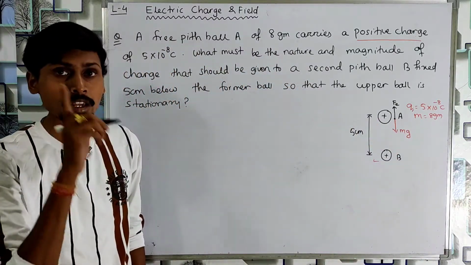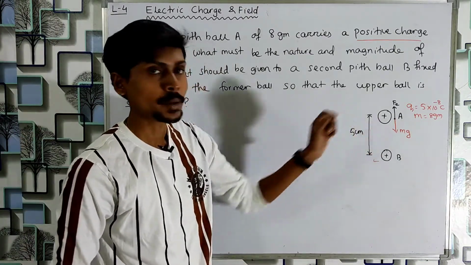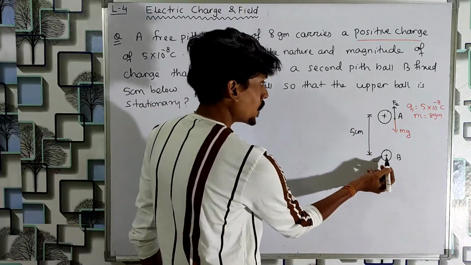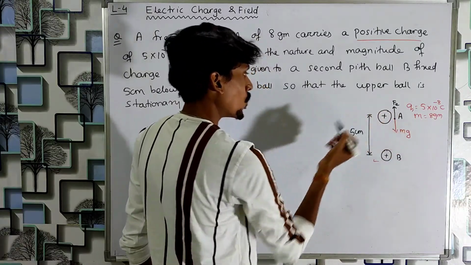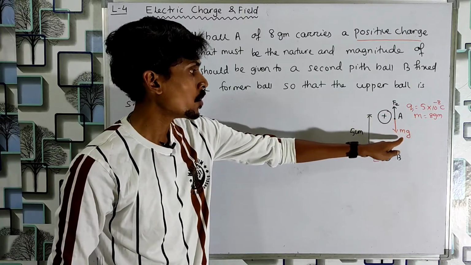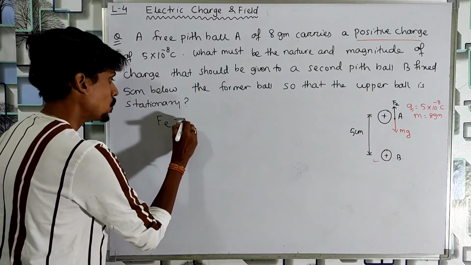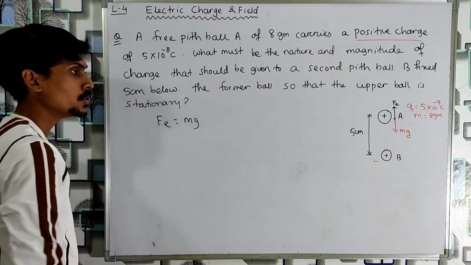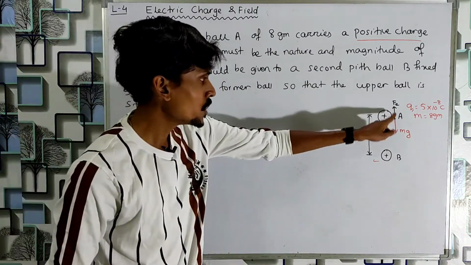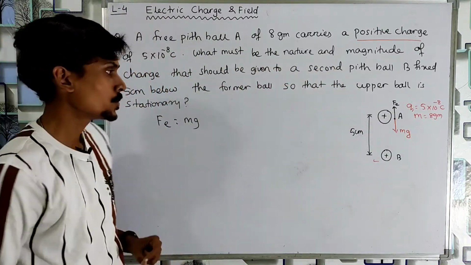The pith ball B should have a positive charge, so that positive charges repel, which means pith ball B will repel A in the upward direction, and here you can see that the electrostatic force will be opposite to the weight. So if Fe is equal to mg, then the two forces will cancel each other and pith ball A will be at rest.